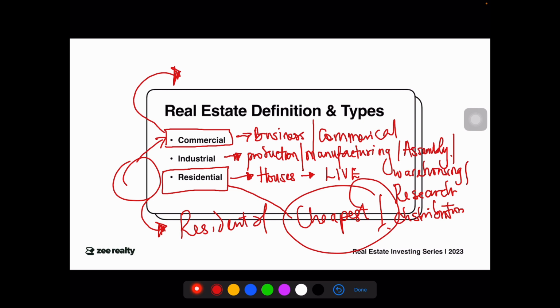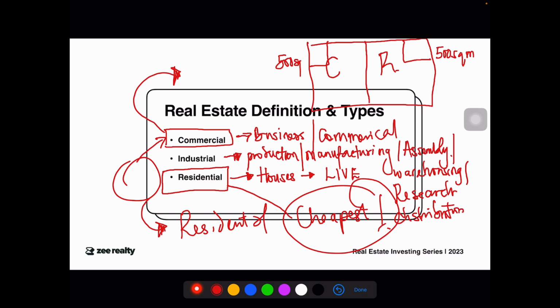Even when you buy plots of land in estates, sometimes they have it divided: this place is for residential, this place is for commercial. The same 500 square meters can be 10 million, and the same 500 square meters can be 20 million. So a lot depends on what you want to do with the property. Those are the types of real estate that we have. Does that make sense? See you guys in the next lecture.